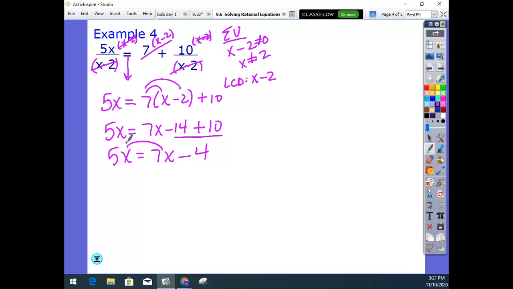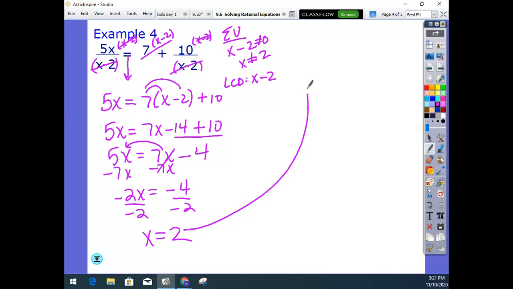I have to move the 7x over to be with the 5x. Negative 2x. Divide by negative 2. So I get my solution to be x equals 2.